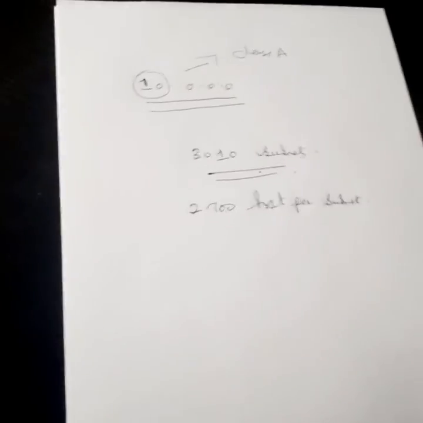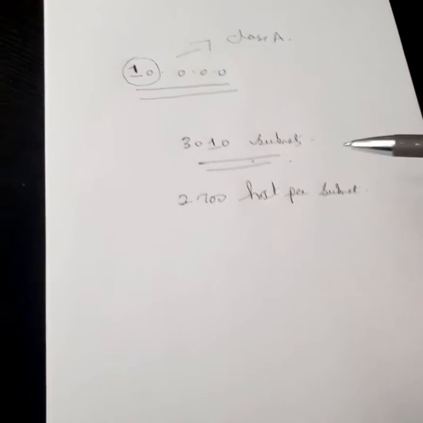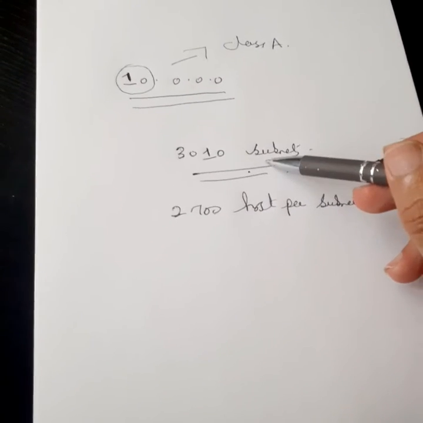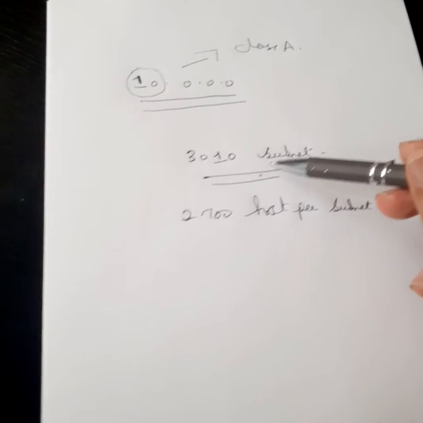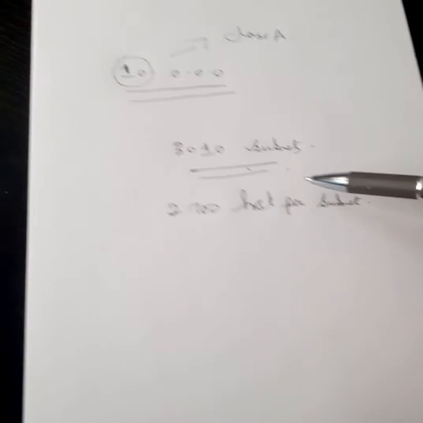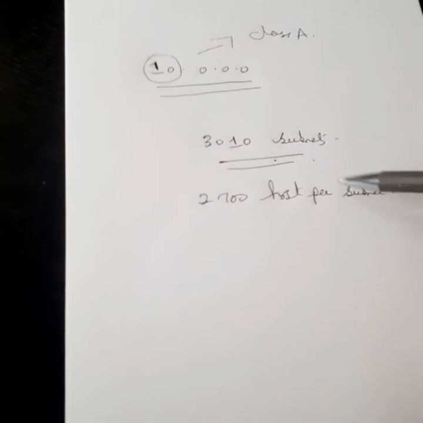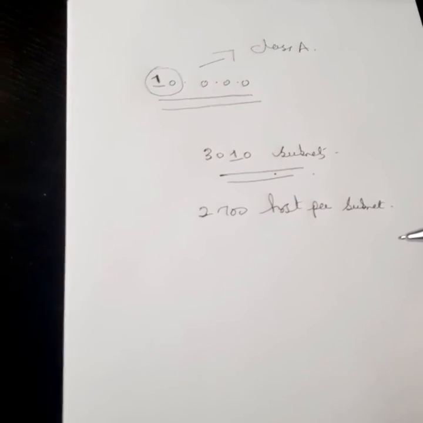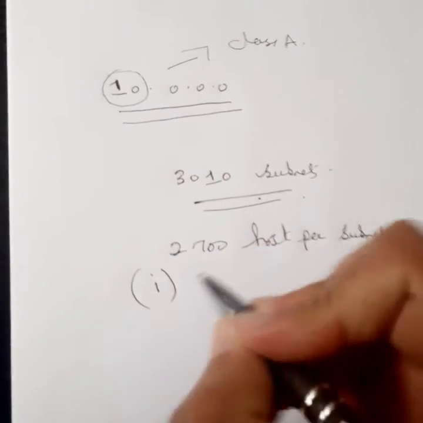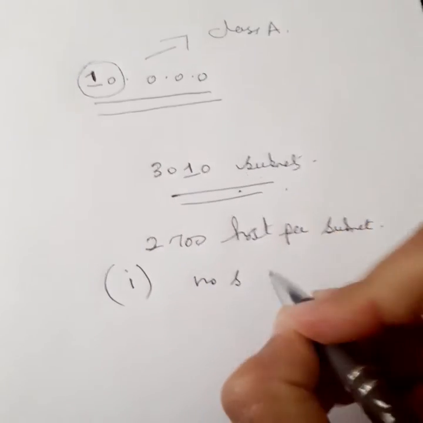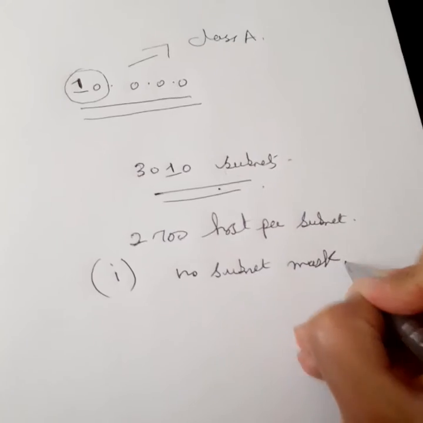Now, obviously, as you know, a class A address has been given to us. So in the answer, we need anything like 30,000. Oh, sorry, 3,000. We have 3,010 subnets and 2,700 hosts per subnet. So anyone and everyone, let's crack on with it. Part number one is no subnet mask, which is really bad news.